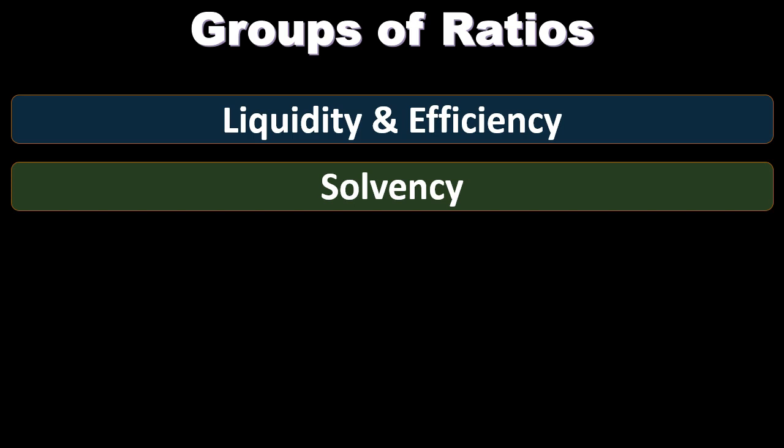Solvency represents a company's long-term financial viability and its ability to cover long-term obligations, as opposed to liquidity and efficiency, where we were considering the short-term obligations. Is this company going to be able to pay off its short-term obligations, the debts that are going to be within a year? That was the liquidity ratios. Now we're looking at solvency, where we're taking the more long-term perspective.